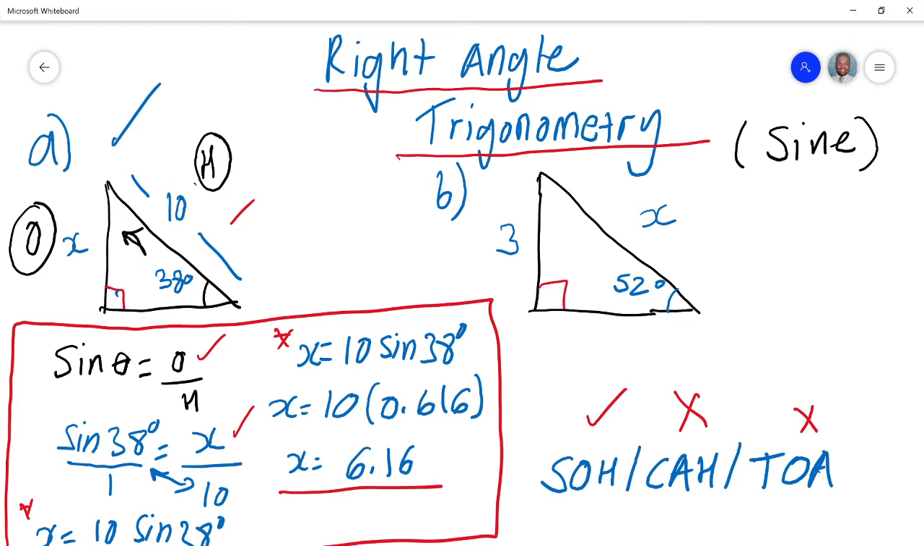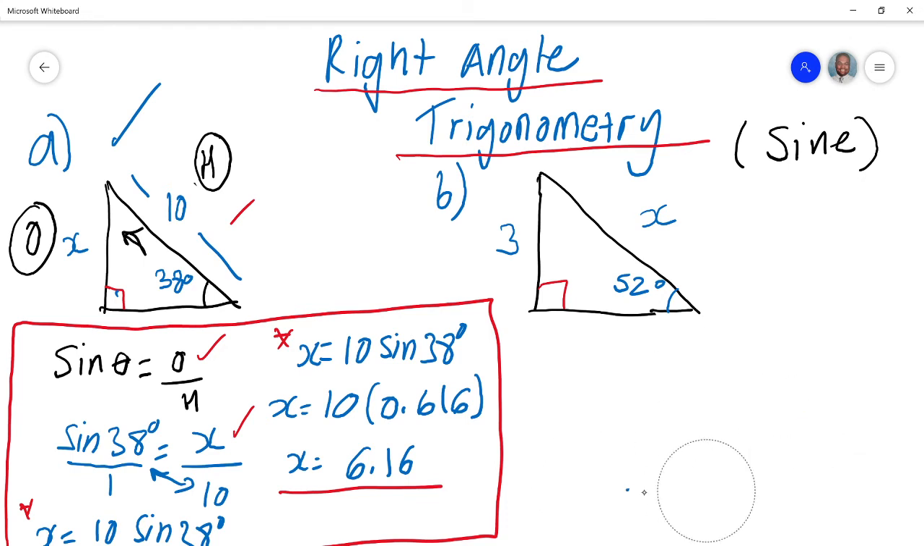Now you can see that when you're working out x, obviously x is your length, so your answer will have to be in meters or centimeters. We're not looking for the angle. We will be talking about questions where we've been given the sides and we need to find the angle, but that's for the next set of videos. So in this one here, we're using sine. Now with that in mind, let's look at question B.